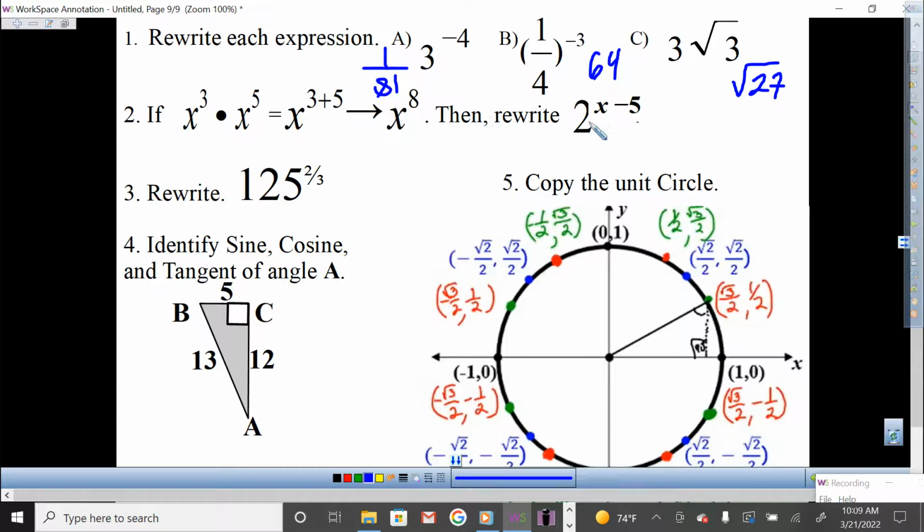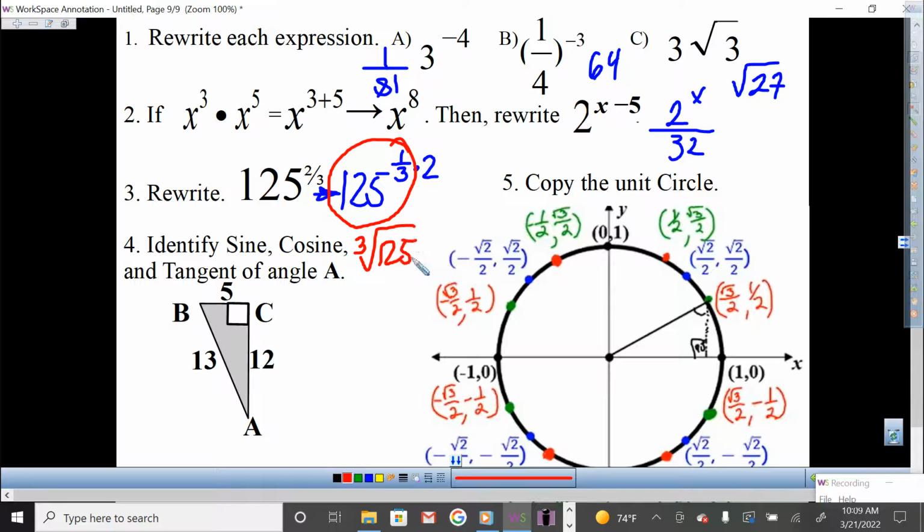Number 2, 2 to the x minus 5 is 2 to the x over 32. Is that correct? Yeah? Number 3, those of you that are struggling with this one, we need to rewrite it first: 125 to the 1/3 times 2. 125 to the 1/3 becomes the cube root of 125, and then outside, in parentheses, we put the exponent of 2. So what number times itself 3 times gives us 125? 5. What is 5 to the second? 25.